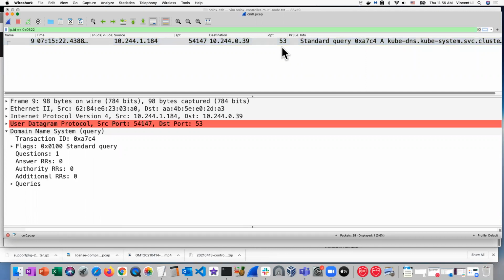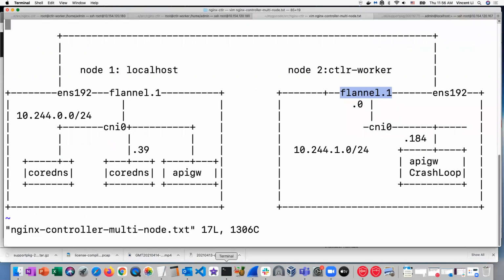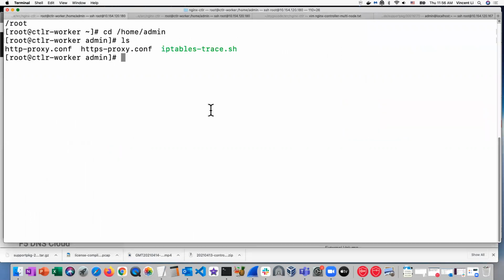And so what's the problem? The problem is actually I still have firewalld running on the controller worker node. Okay, so maybe it's the firewall, right? Blocking, dropping the packet.